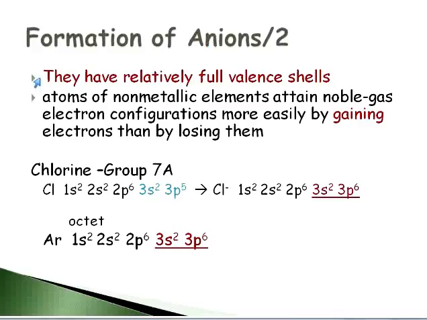So anions have relatively full valence shells. Atoms of nonmetallic elements attain noble gas electron configuration more easily by gaining electrons than by losing them. And again, we've talked about this before. Here we see chlorine gains an electron, and it has the same octet as argon.